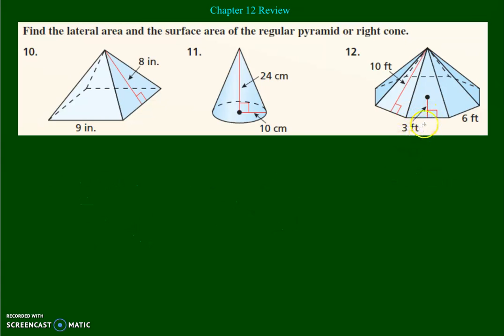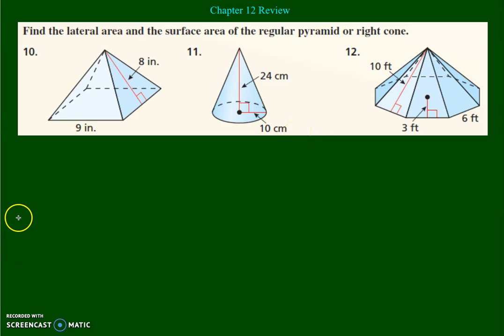Now problem 12 brings us back to some previous work that we did on areas of regular polygons, but not before we do the lateral area. Again, this is a regular polygon, so all these triangular faces are congruent, and they were nice enough to give us the length of the base and the slant height. So we've got everything we need to find the lateral area.